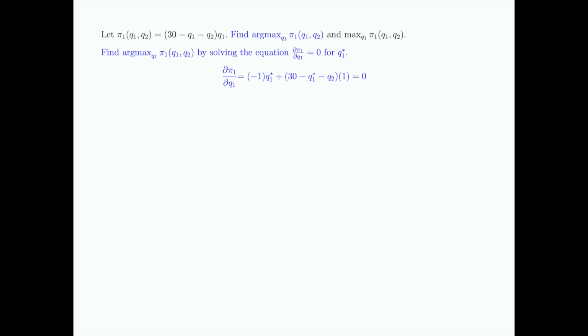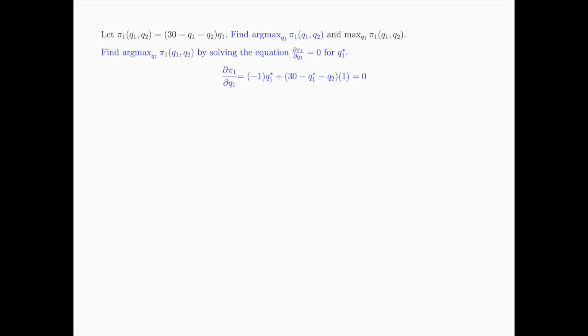This derivative requires somewhat more explanation than the single variable example from the beginning of this video. First, we have 2 letters in our function, namely Q1 and Q2. Since we are maximizing with respect to Q1, we differentiate with respect to Q1. Since we are differentiating with respect to Q1, we treat Q2 as a constant throughout the problem. Second, observe that pi1 is the product of 2 functions. The first is 30 minus Q1 minus Q2, and the second is Q1. The derivative you see below follows from the product rule, which says that the derivative of a product of 2 functions is the derivative of the first times the second, plus the first times the derivative of the second.